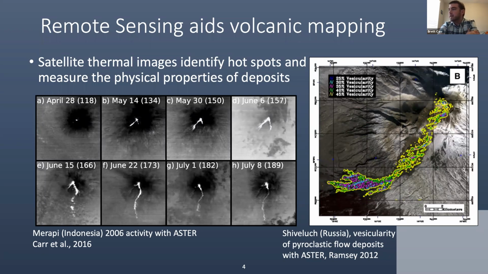Mike Ramsey at University of Pittsburgh has done a lot of work in this vein. On the right is an image from a study of his, where he used the multiple bands in the thermal wavelengths of ASTER to get at the vesicularity of material in a pyroclastic flow deposit of Shiveluch. So in addition to thermal radiance and hotspots, you can actually get at some of these physical properties of deposits with the thermal bands.